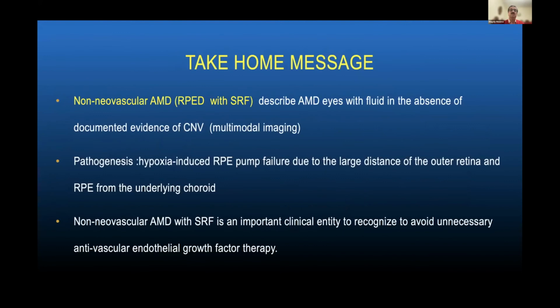On the second part, this is a new entity. We call it non-neovascular AMD, or RPE detachment with subretinal fluid, which is described, as I told you, by this paper, with fluid in the absence of evidence of CNV using all the multimodal imaging. On pathogenesis, they suspected hypoxia-induced RPE pump failure due to the large distance between the outer retina and the RPE from the underlying choroid. This is the cause of fluid accumulation.